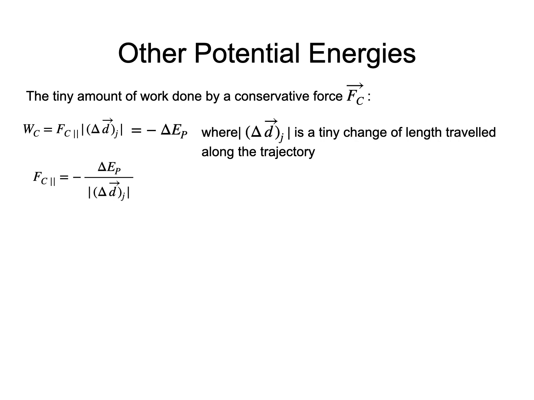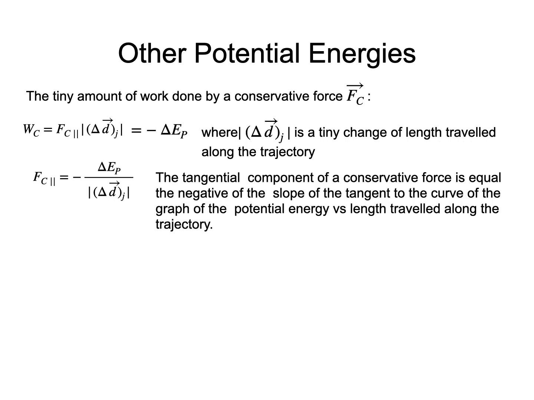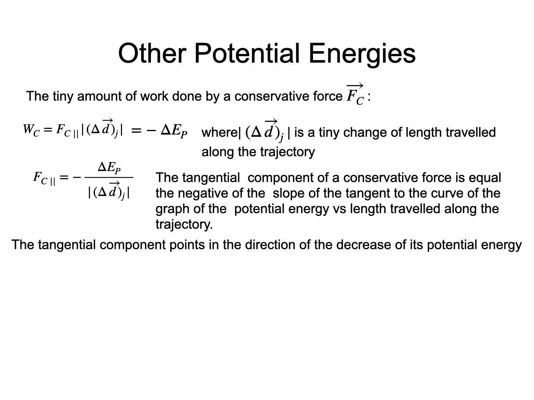This is a ratio of tiny changes, and as they become nearly zero, the right-hand side of this equation represents the negative of the slope of the tangent to the curve of the potential energy versus the length traveled. Since a positive delta EP leads to a negative FC parallel, the tangential conservative force points in the direction of decreasing potential energy.